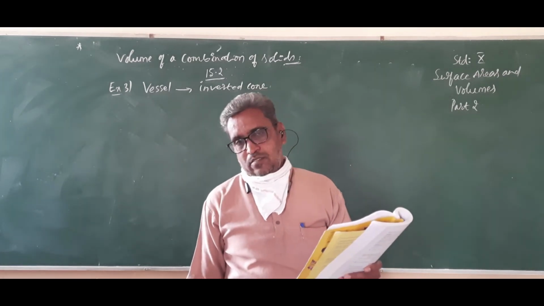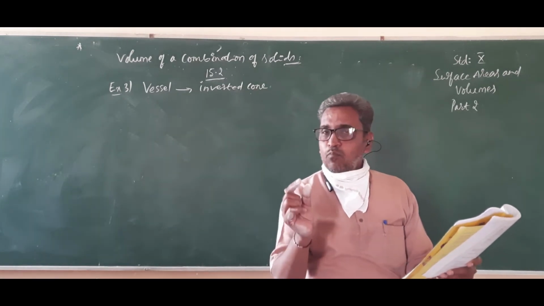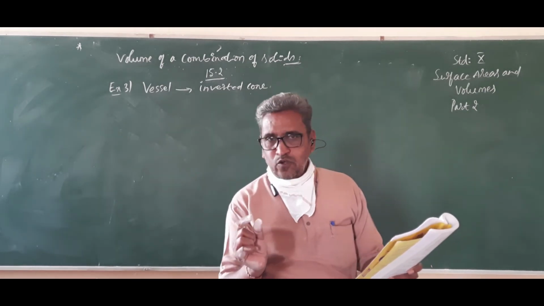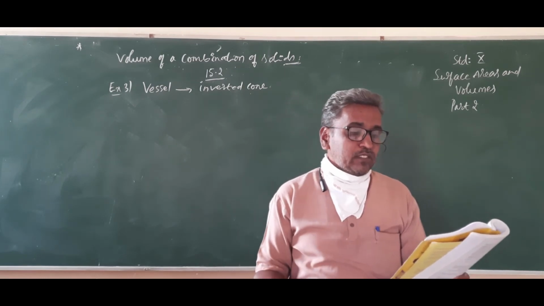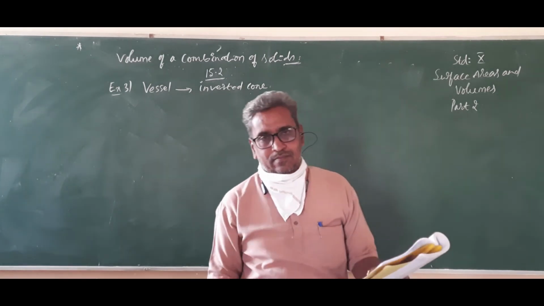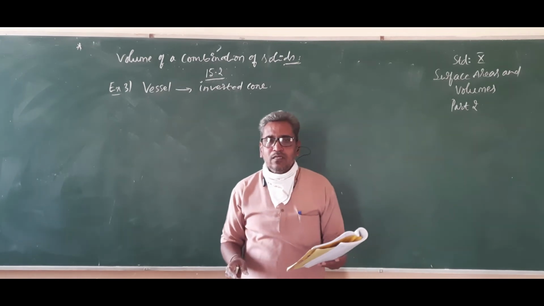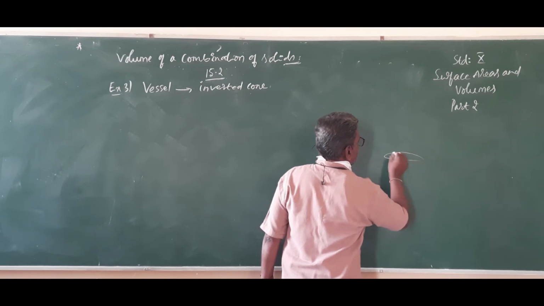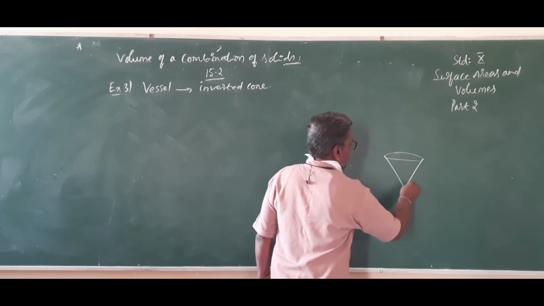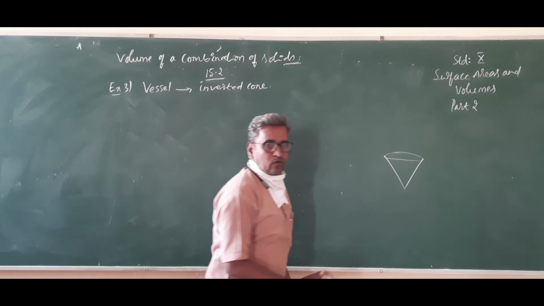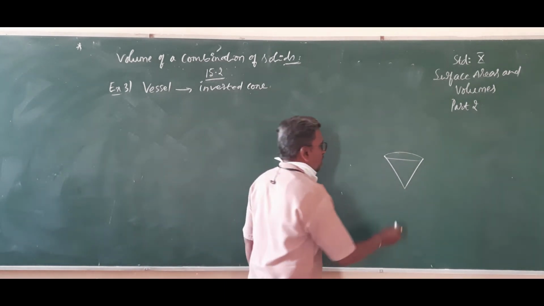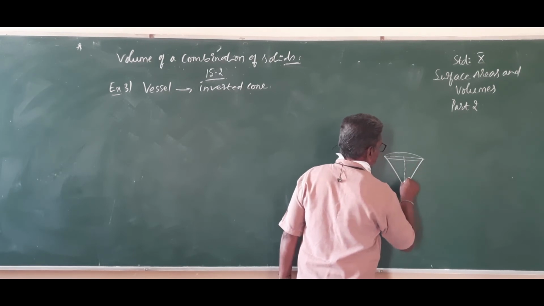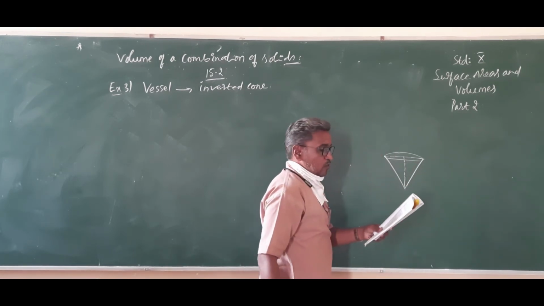When lead shots, meaning lead balls, each of which is a sphere of radius 0.5 cm, are dropped into the vessel. Understanding the question? The vessel is in the form of an inverted cone, and it is filled with water up to the brim.